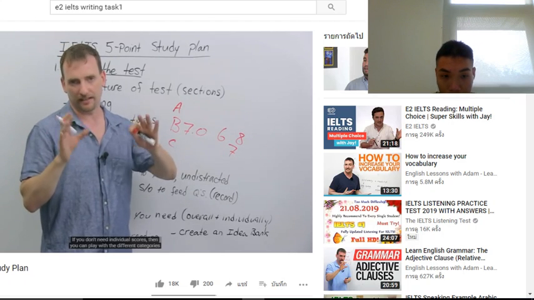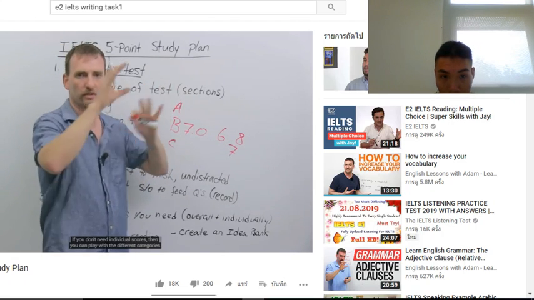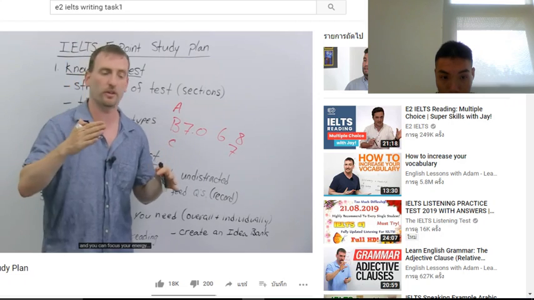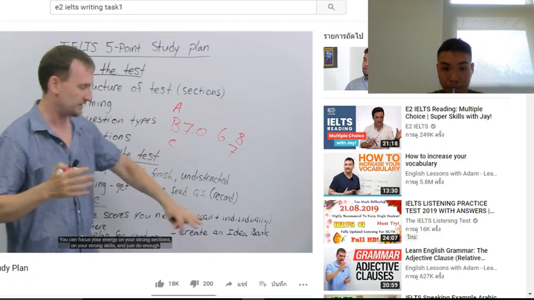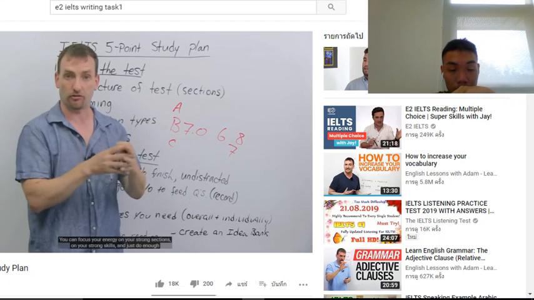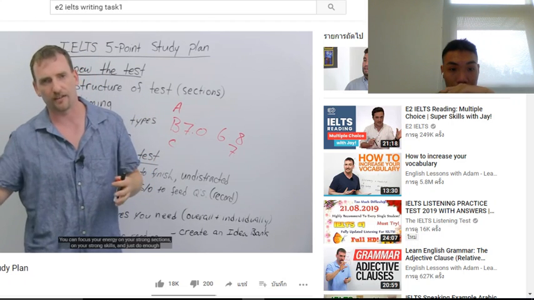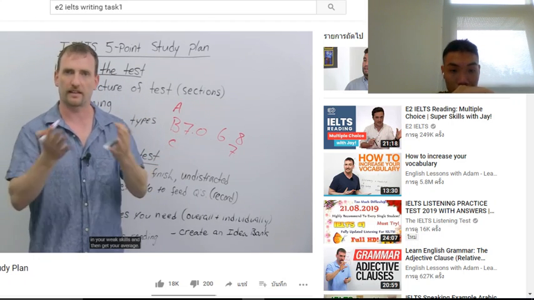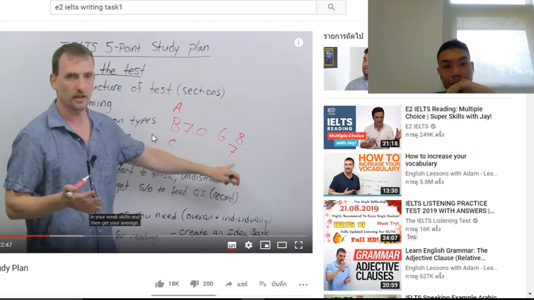If you don't need individual scores, then you can play with the different categories and you can focus your energy. Basically, you can focus your energy on your strong sections, on your strong skills, and just do enough in your weak skills and then get your average. Okay.